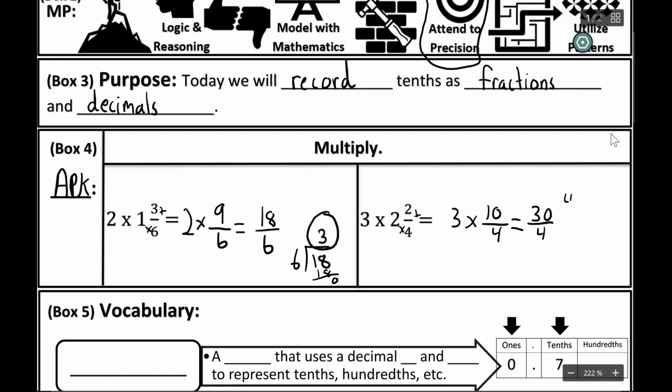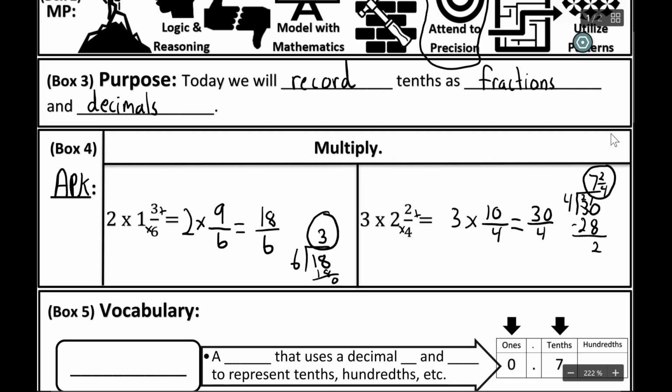How many times does 4 go into 30? And that's going to be 7 times. 4 times 7, I do get 28. Okay, subtract those. Borrow from the 3, it becomes a 2. This 0 becomes a 10. 10 minus 8 is 2. I get 7 and 2/4.